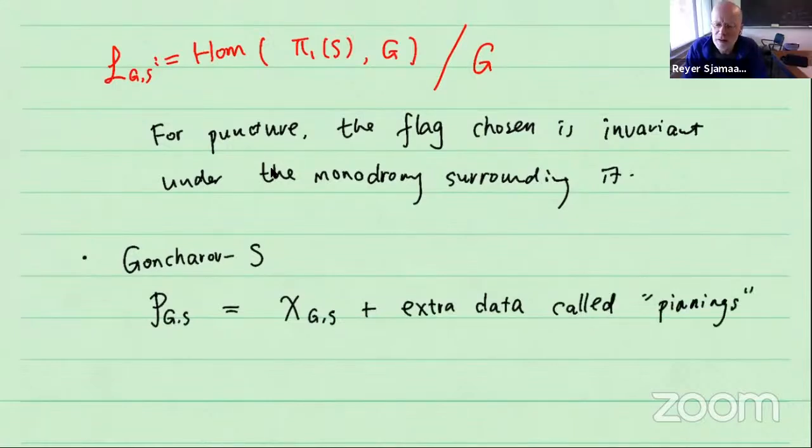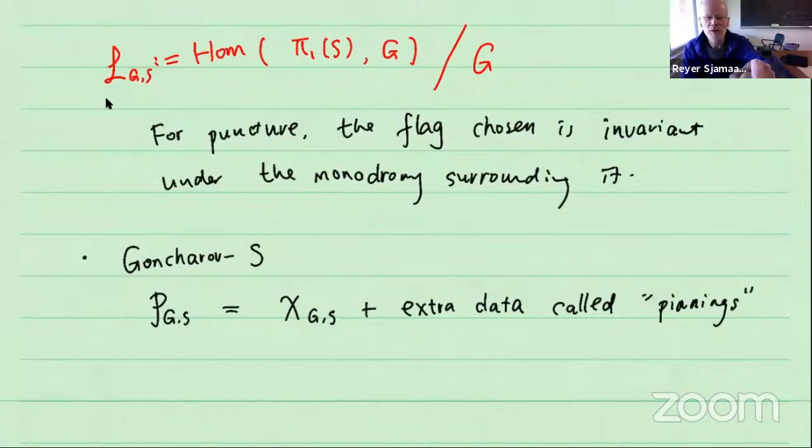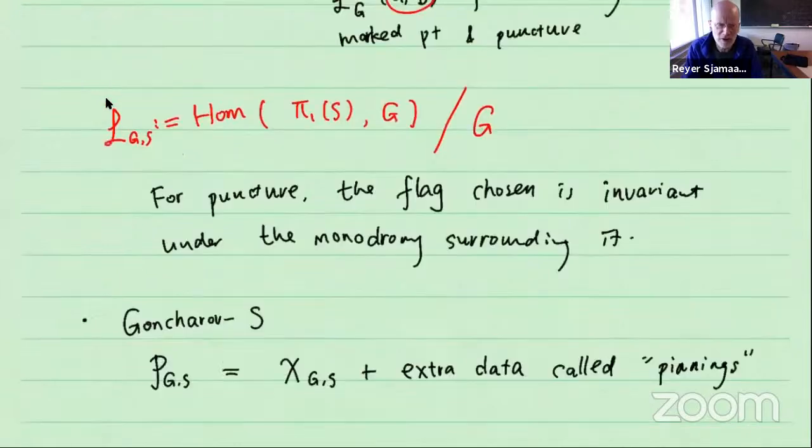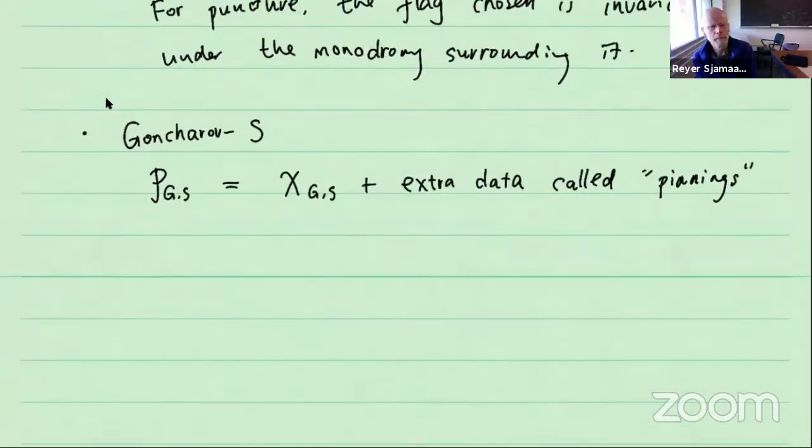Lin Hui, may I ask a question? When you write Hom from pi_1 to G, by G do you mean the complex points of G or the rational points of G? Complex points. Okay, thank you.